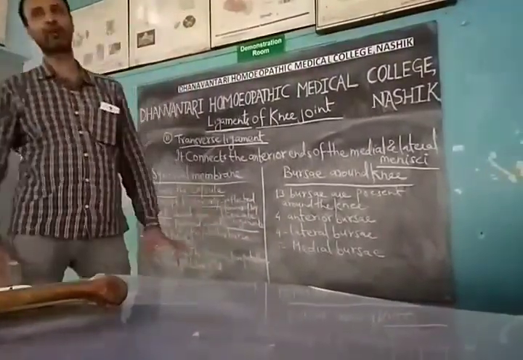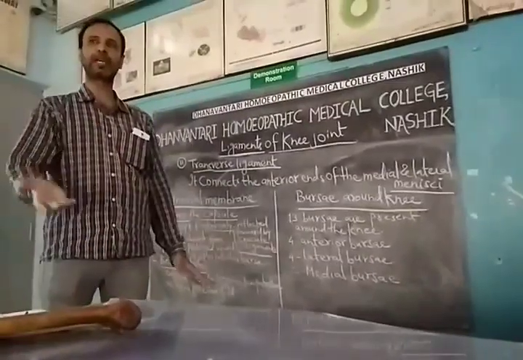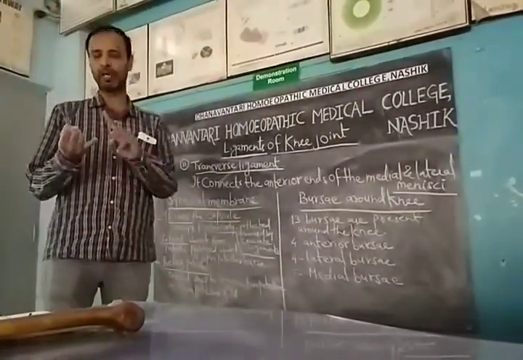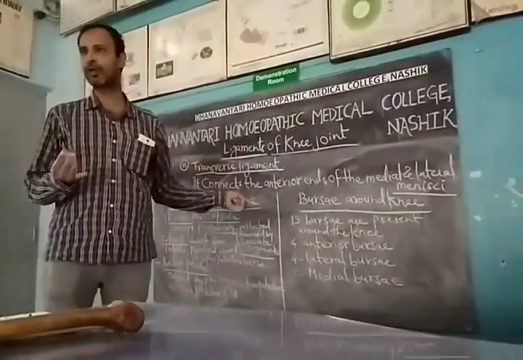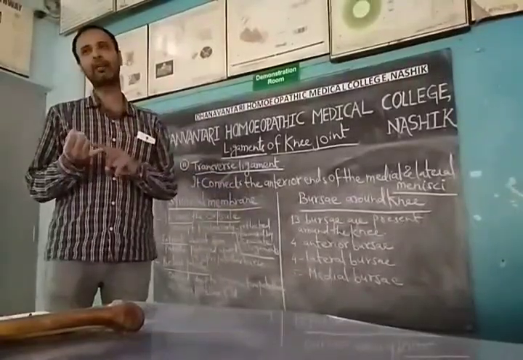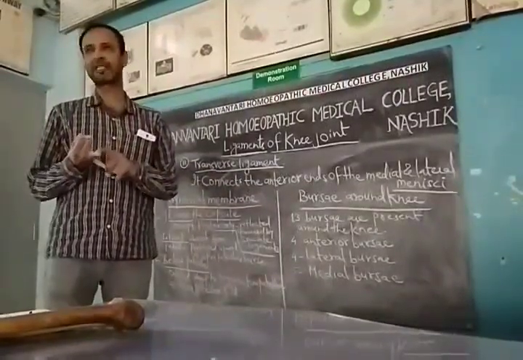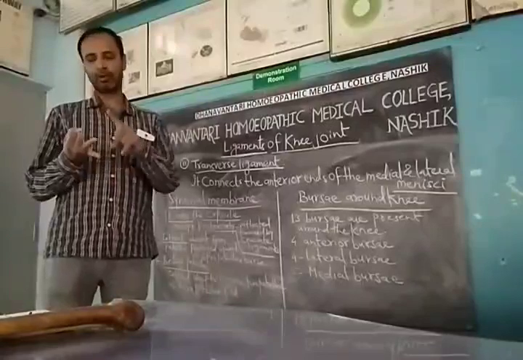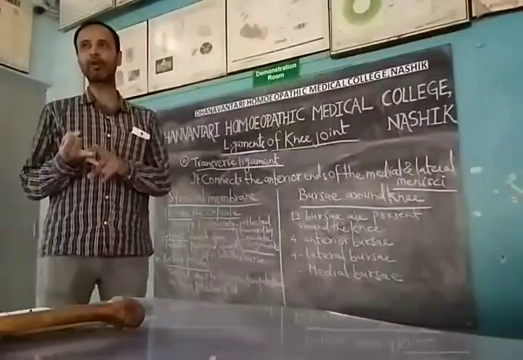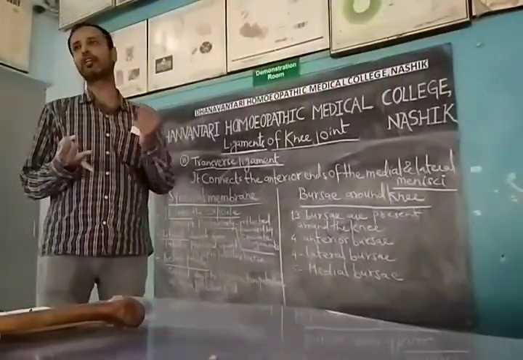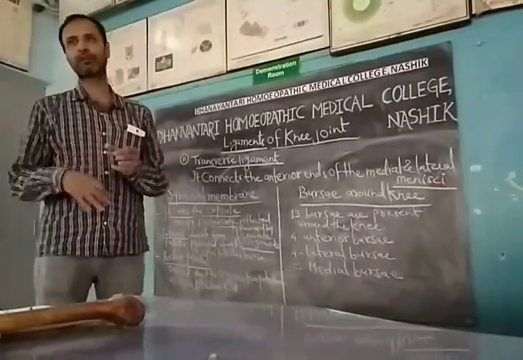So in this first part we have finished with this. In the next, second part, we are going to learn about the relations of the knee joint, then the blood supply, nerve supply, the movements and the muscles that help in the movement of the knee joint, then the locking and unlocking of the knee joint, and the applied importance of the knee joint. That we will see in the next part.